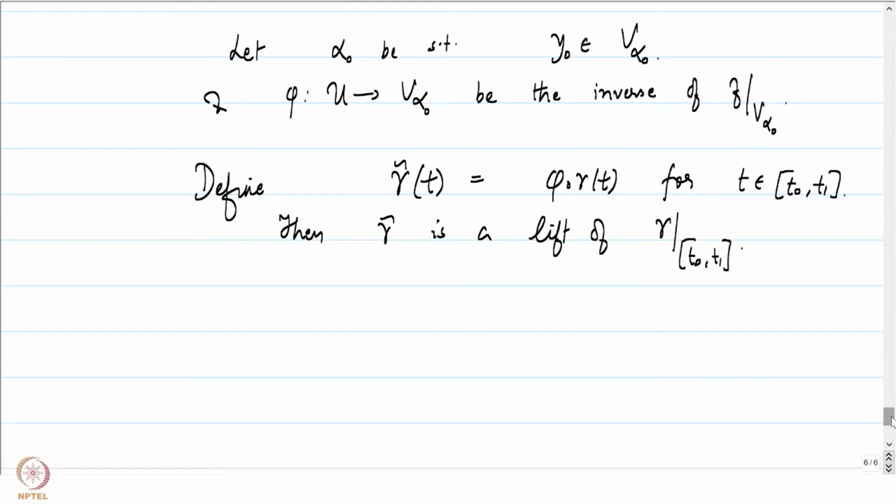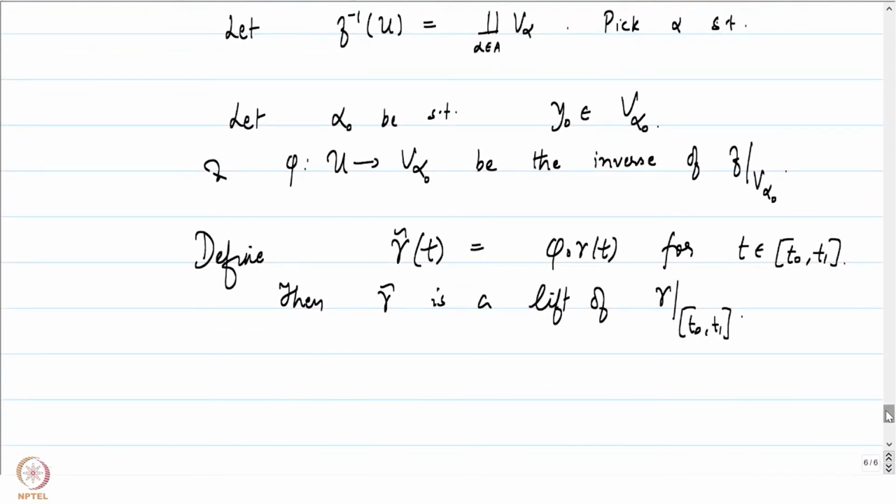So the induction process has been kick-started. For t0 singleton, there is nothing to prove because the lift is now going to be just y naught. Here we do have the curve gamma tilde starting from y naught by the very choice of phi.